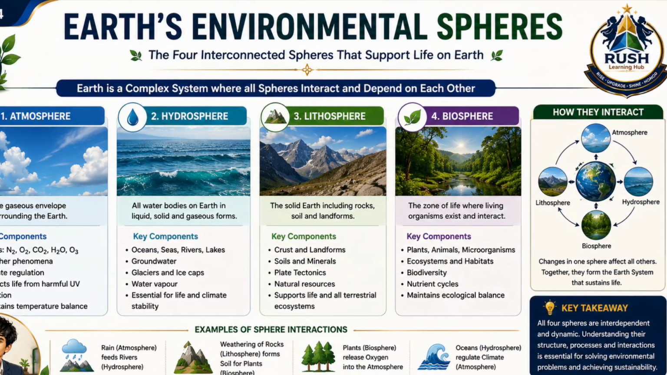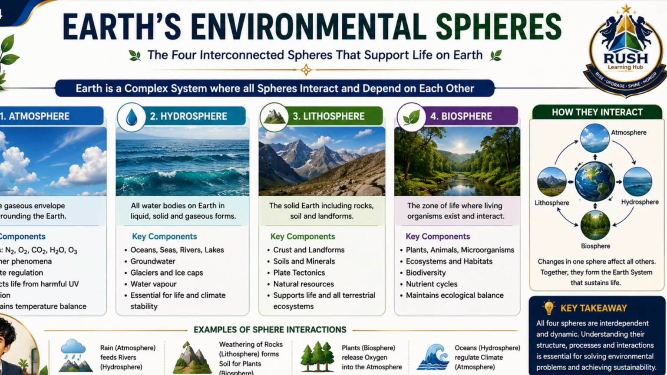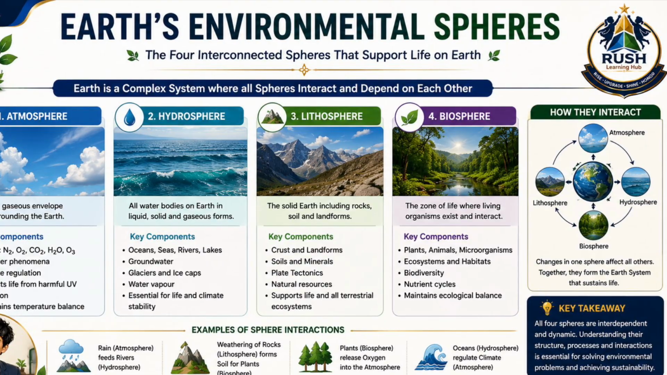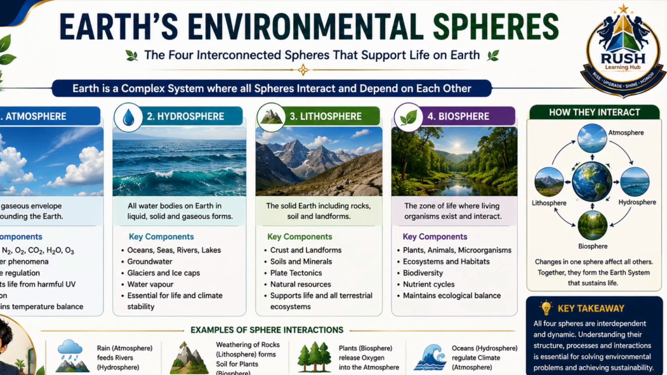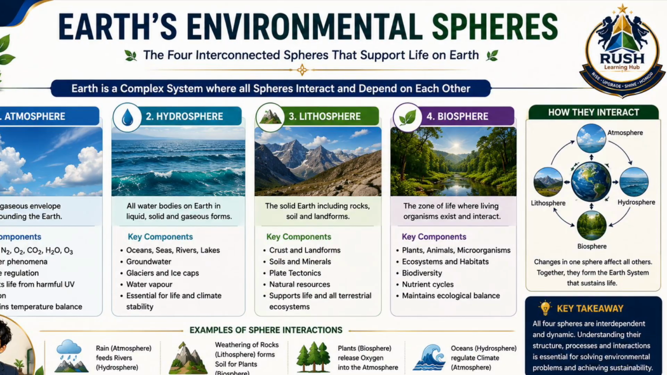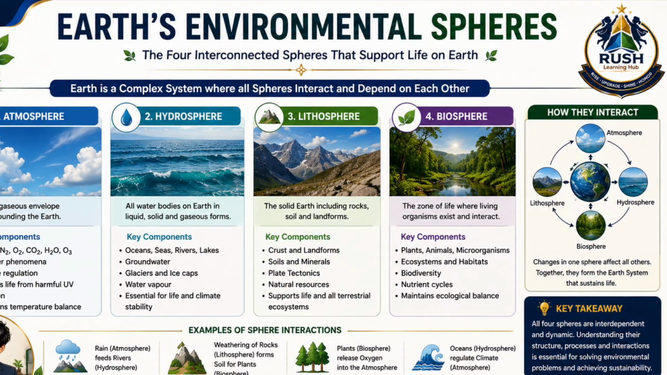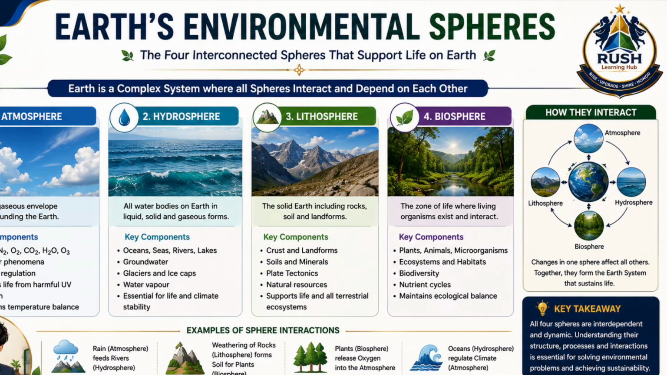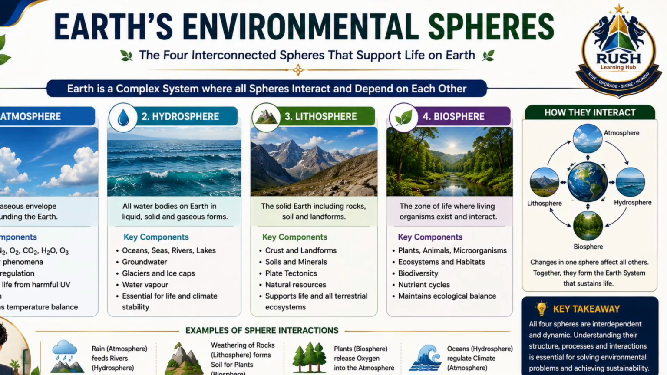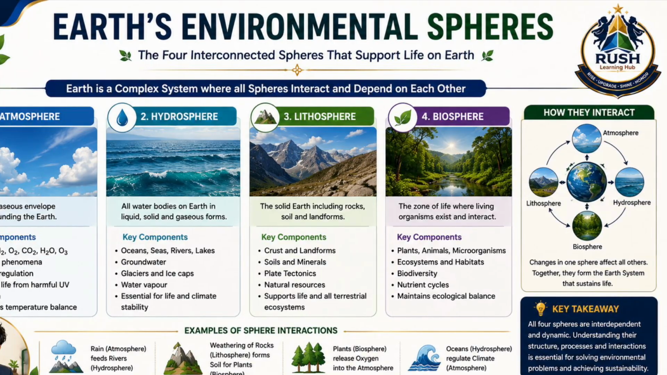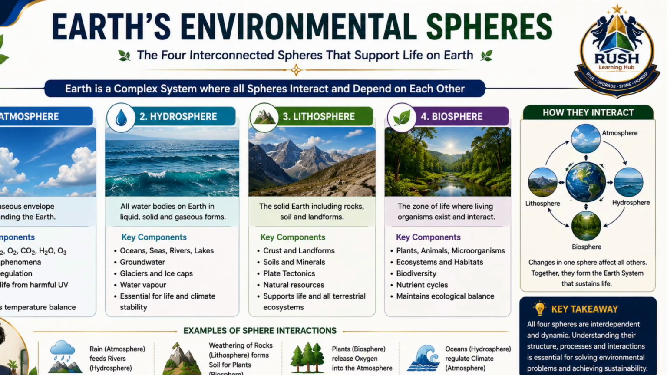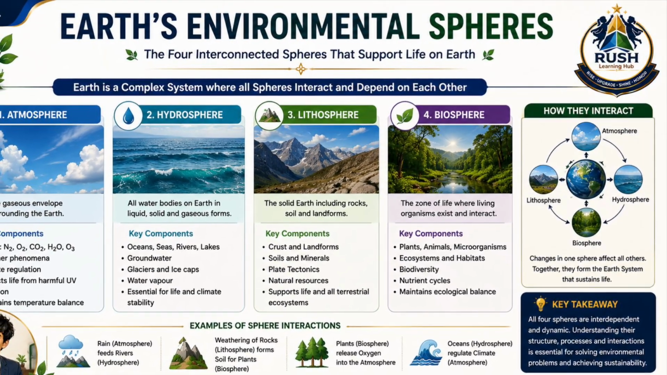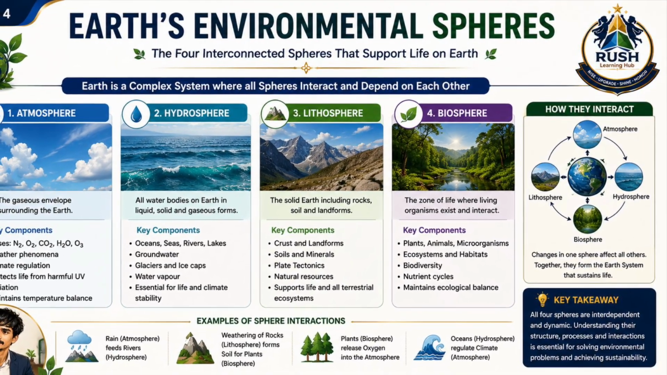To summarize, the atmosphere provides air and climate regulation, the hydrosphere provides water resources, the lithosphere provides land and minerals, and the biosphere supports life. Together, these four interconnected spheres form the Earth system and sustain all environmental processes. A clear understanding of these spheres and their interactions forms the foundation for studying environmental science, ecosystem functioning, climate systems, resource management, and sustainable development.